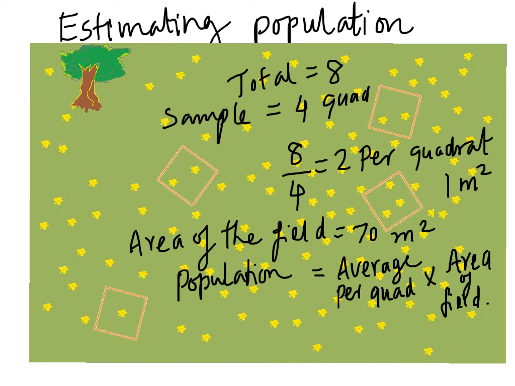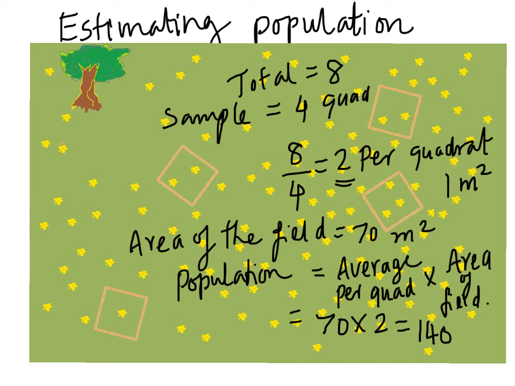Okay, so what do we get? The area of the field is 70 meters square, as I've already said. And we know the average per quadrat is 2. So what that equates to is 70 times 2, because that is the average in 1 quadrat. Okay, so that gives you an estimate of 140 daisy plants.